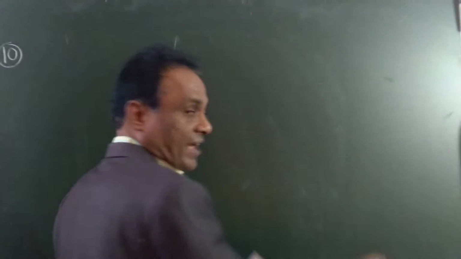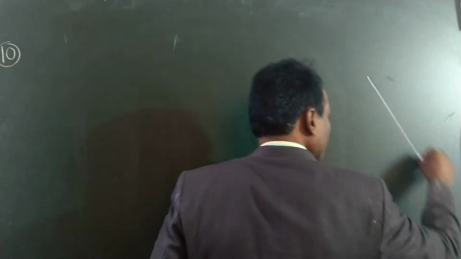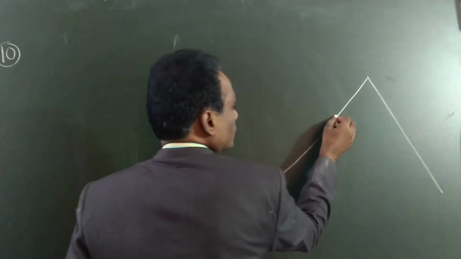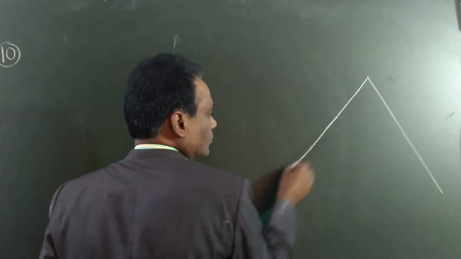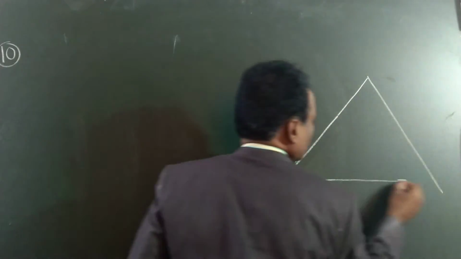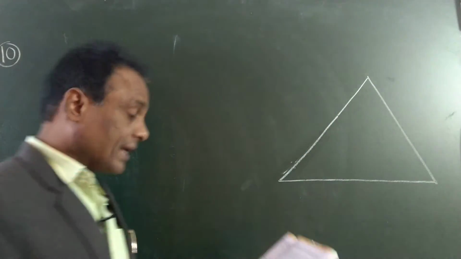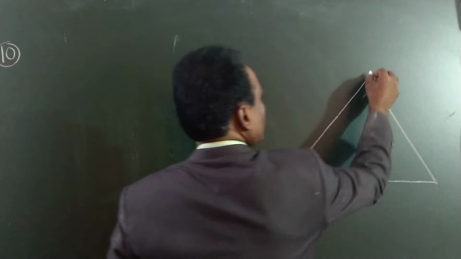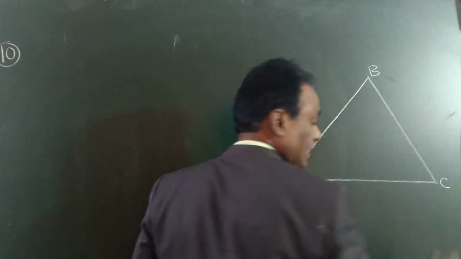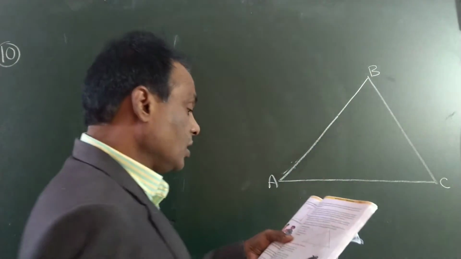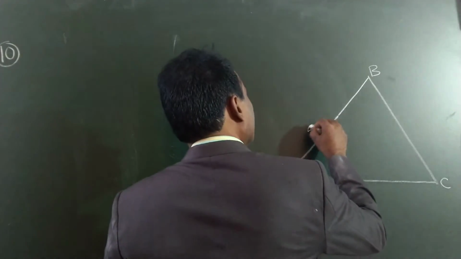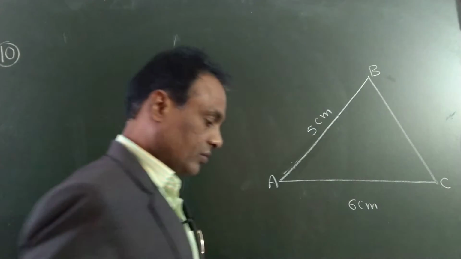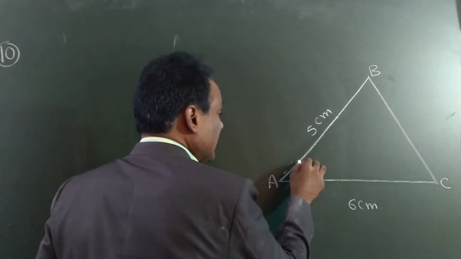So what is the figure? I am drawing the figure. See here. This is the diagram A, B, C. This is the figure. Draw a big figure. This is 5 centimeters. This is 6 centimeters. This is 30 degrees.